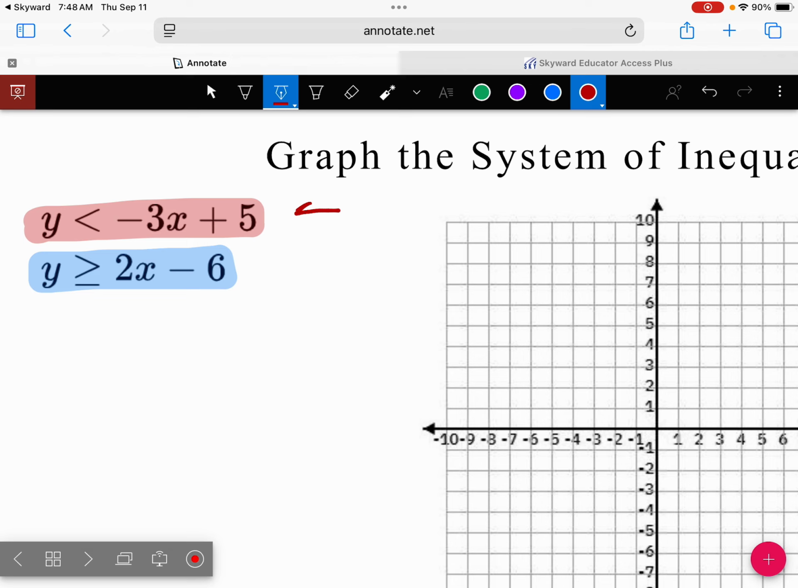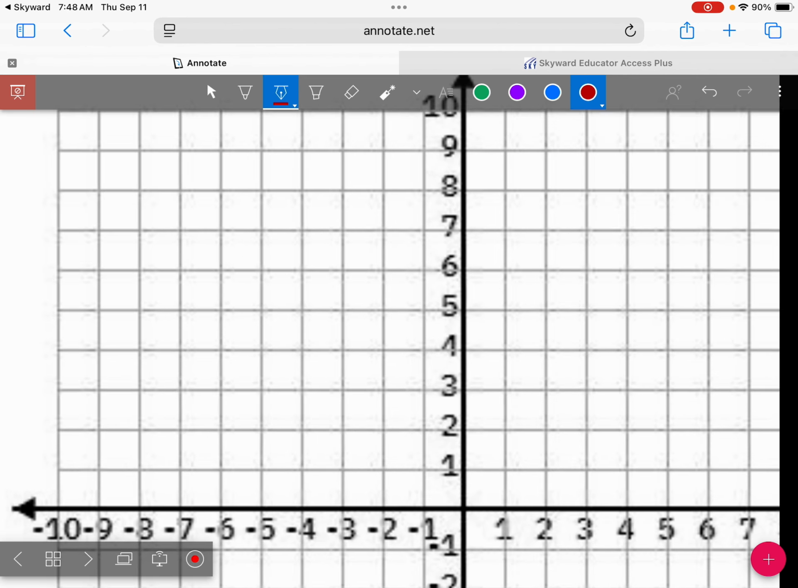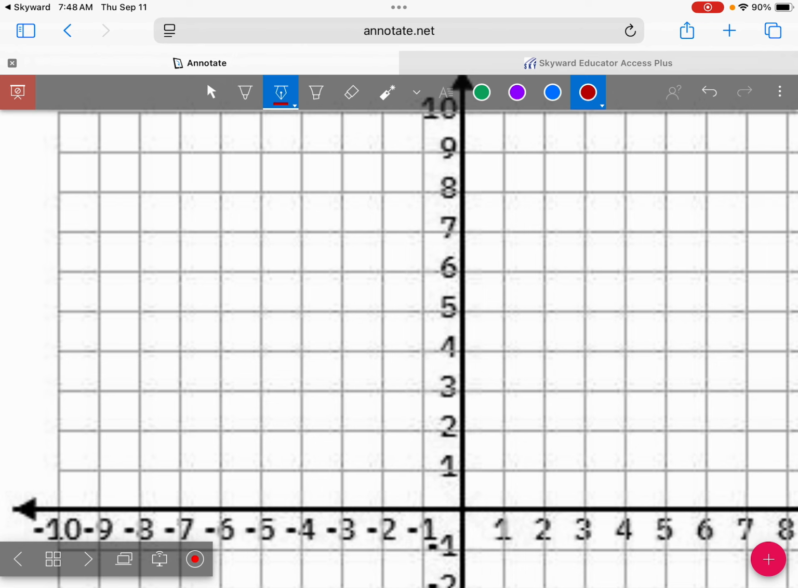So for my top one here, are we going to use a solid line or a dotted line? Dotted line. So I'll be graphing this one with a dotted line because we don't have that equals to. Where am I going to start? What's my first point going to be? 5. Positive 5 on my y-axis. So it's going to be up here.